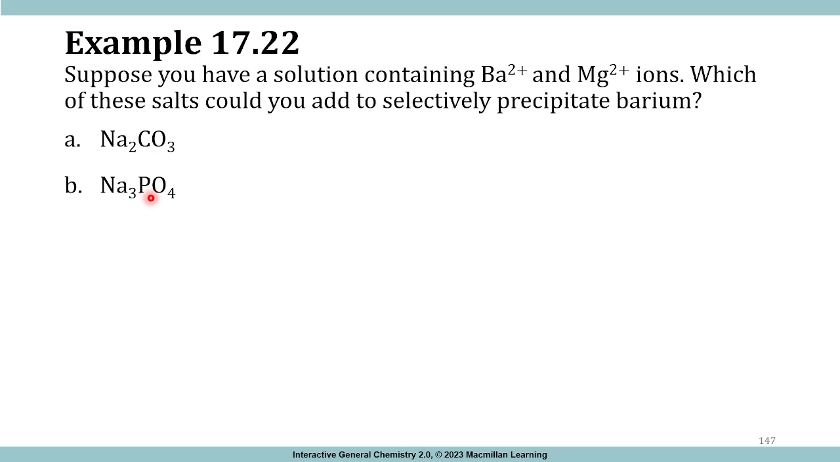We're going to look for the KSPs. Specifically, we're looking for the KSPs of barium with these anions, so barium carbonate, barium phosphate. Do we want a high KSP or a low KSP? Now, the lower our KSP, the better it precipitates. So we want to find the one that has the lowest KSP with barium.